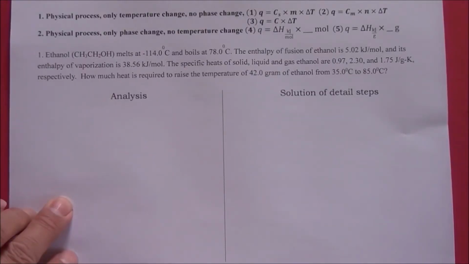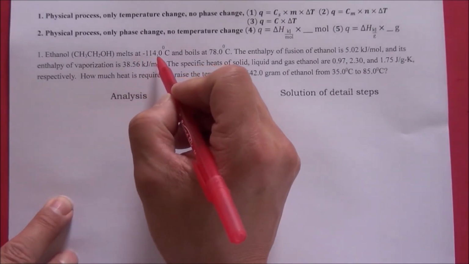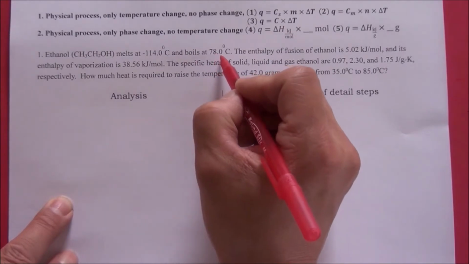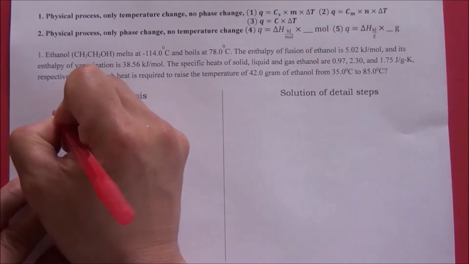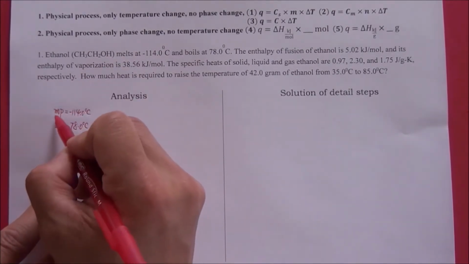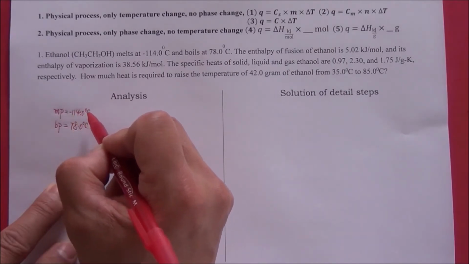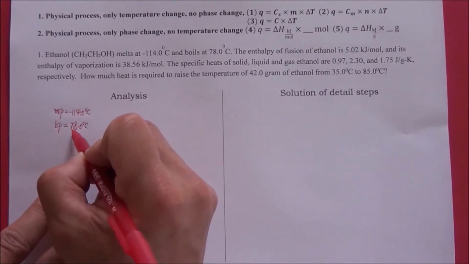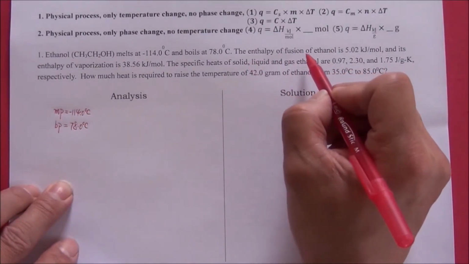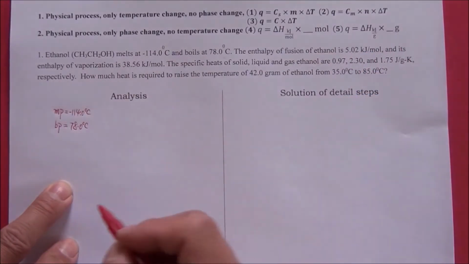Let's read the problem from the beginning. Ethanol melts at negative 114.0 degrees Celsius and boils at 78.0 degrees Celsius. We write down melting point equal to negative 114.0 degrees Celsius and boiling point 78.0 degrees Celsius. The enthalpy of fusion of ethanol is 5.02 kilojoule per mole.